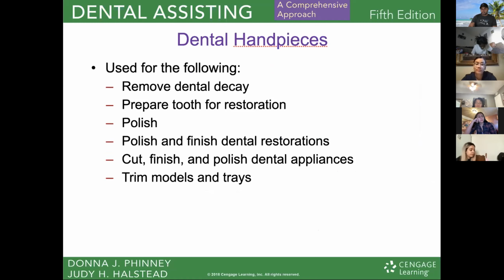So now we're talking about some dental handpieces, and these are used for removing dental decay. They can be used for preparing the tooth for restoration, for polishing, and for finishing restorations. What I mean by finishing, that's cutting off the excess, polishing it so it's nice and smooth. And then the difference between these two is one is for polishing and finishing dental restorations, and one is for actually polishing the tooth, like when we go get our teeth cleaned. They can also be used to cut, finish, and polish dental appliances, or trim models and trays.